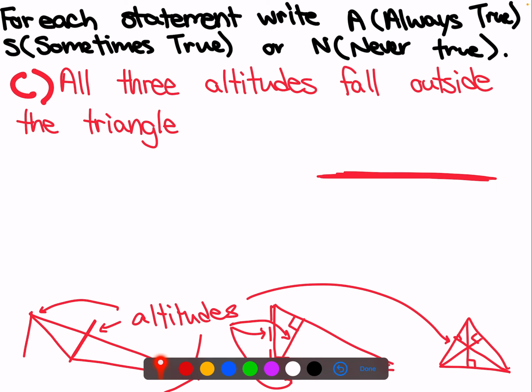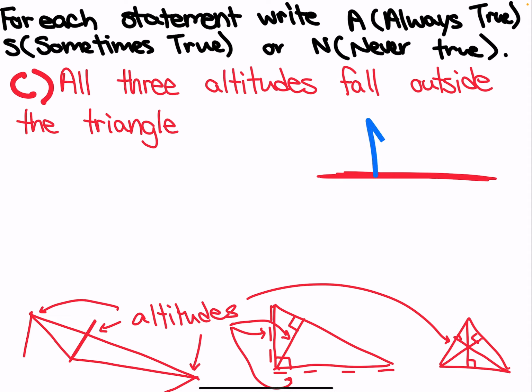All right, next up, letter C. All three altitudes fall outside the triangle. So again, an altitude is drawn from a vertex and intersects the opposite side at 90 degrees. So having all three altitudes fall outside the triangle, that is impossible. That is never going to be true.